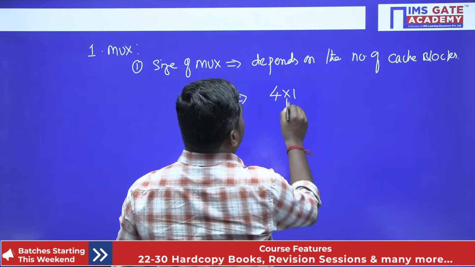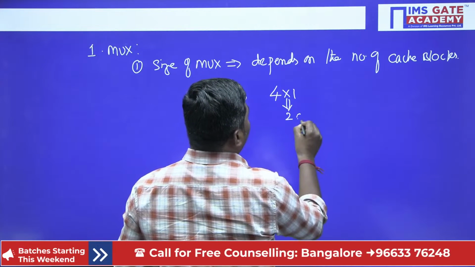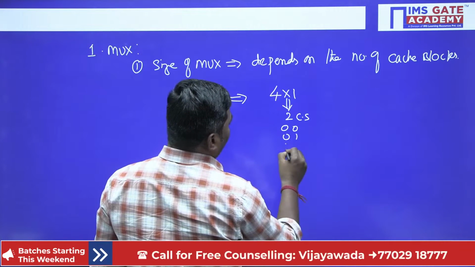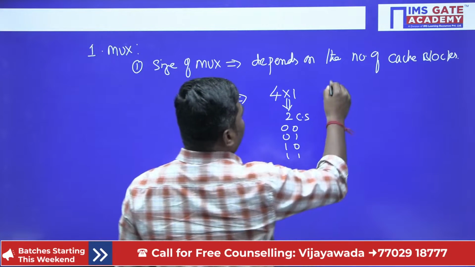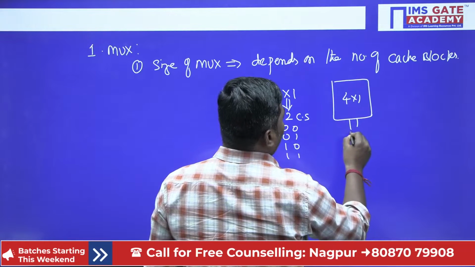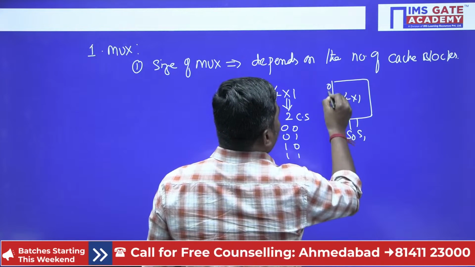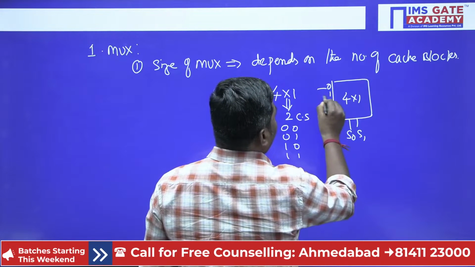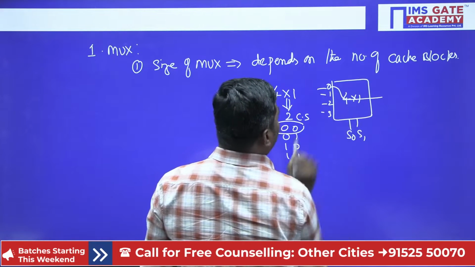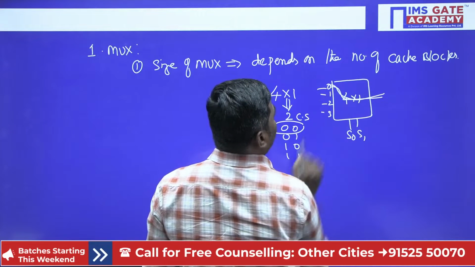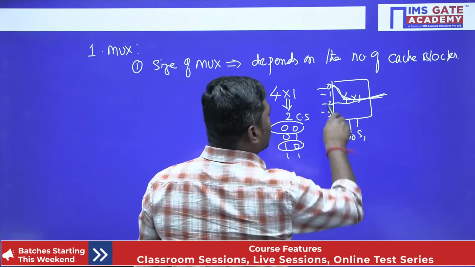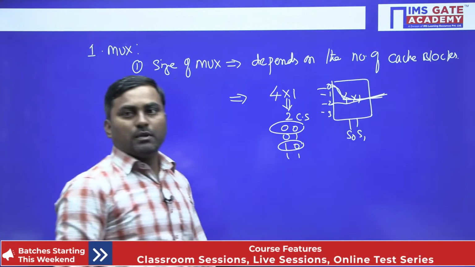A 4 by 1 multiplexer has how many control signals? 2 control signals, with combinations 0 0, 0 1, 1 0, 1 1. Now see the 4 by 1 multiplexer structure, with 2 control signals, S0 and S1, and inputs 0, 1, 2, 3. Based on the control signal, one line is enabled. For 0 0, line 0 is enabled. If I take 1 0, line 2 is enabled. Then that line's data comes out of the multiplexer.